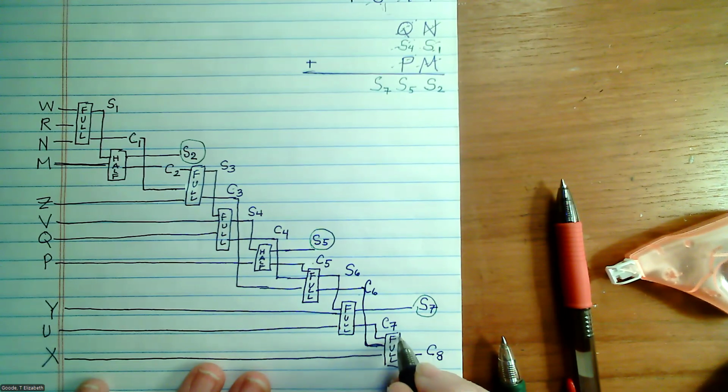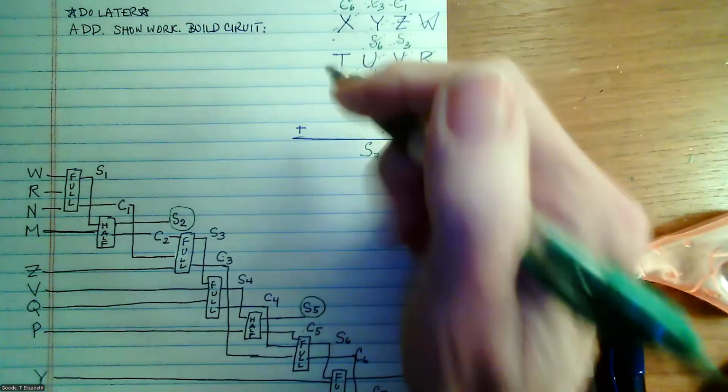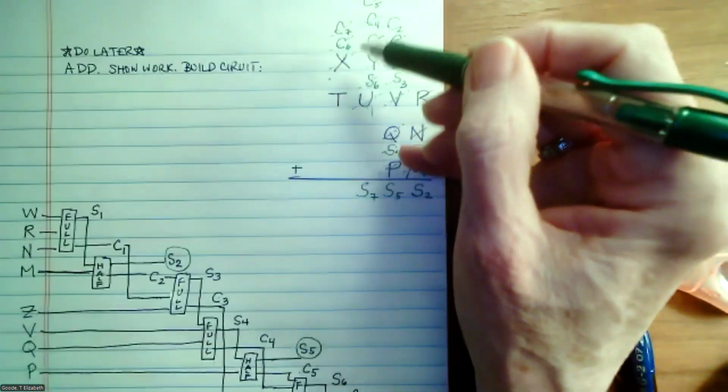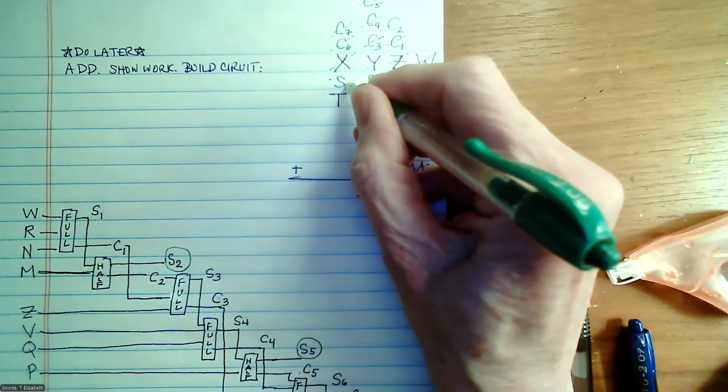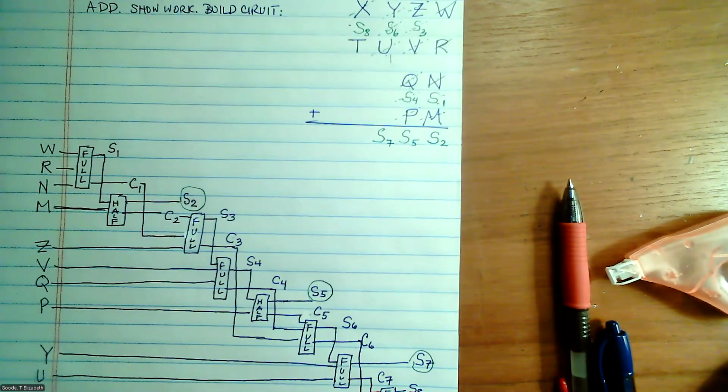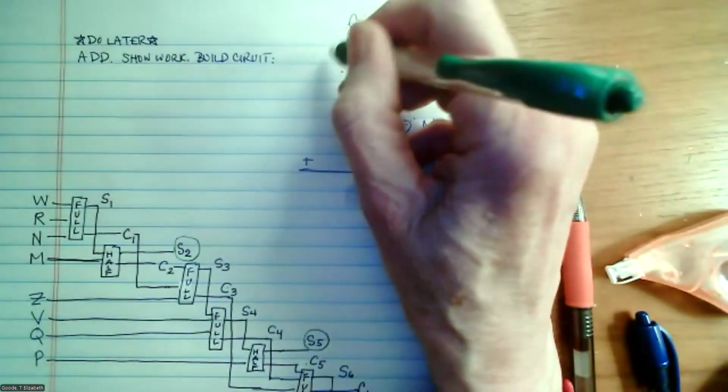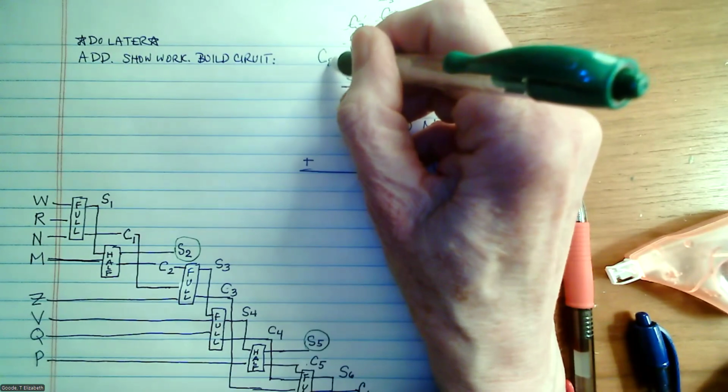C8 and S8. And where do they go in our work? S8 goes above T. That's right. It has to be somewhere in this column with T. And what about the C8, the carry? C8 goes in the next column. All right, I'll just stick it there.